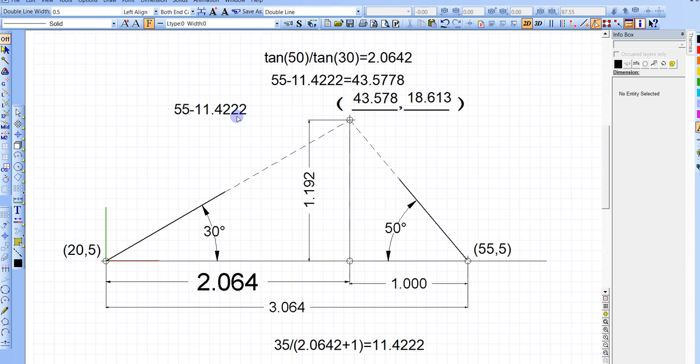Hope that helps you understand. This did come up in one of the exams. I think it was the LSIT exam. And I'm not sure how I figured it out, but I'm pretty confident that I didn't miss any of these geometry problems. All right. Hope that helps you.